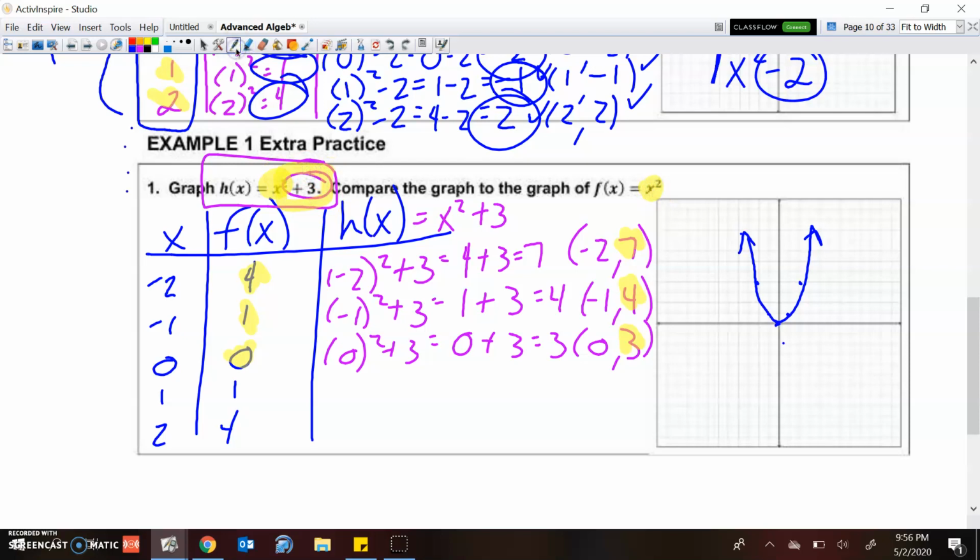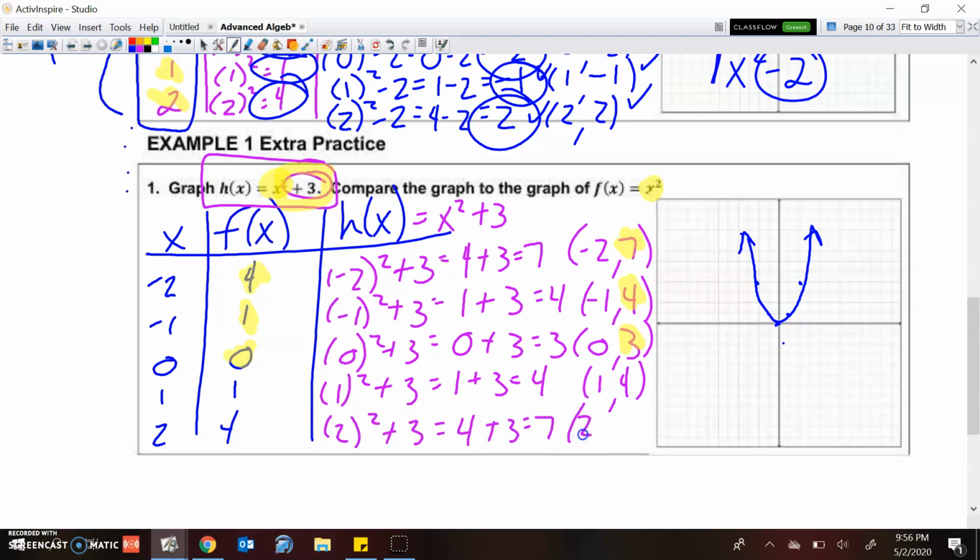But again, making the table, just filling it in like this, allows us to follow the same routine each time and not get too confused with special cases. All right, so this is where we're at, 4 plus 3, which equals 7, so we have 2, 7. So I'm going to plot these. Negative 2 and up 7: 1, 2, 3, 4, 5, 6, 7. Negative 1, up 4. 0, up 3. 1, up 4, and 2, up 7.